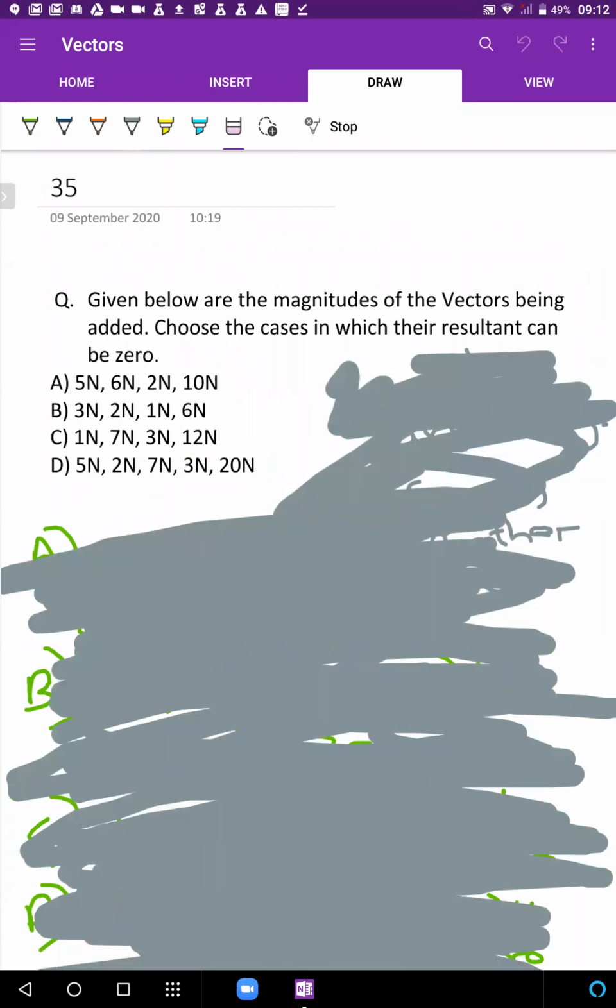That's a property of a polygon. The largest side has to be less than or equal to the sum of the other sides. And for zero resultant, we should be able to form a closed polygon, a closed chain. Therefore, that was also the condition required to get zero resultant.